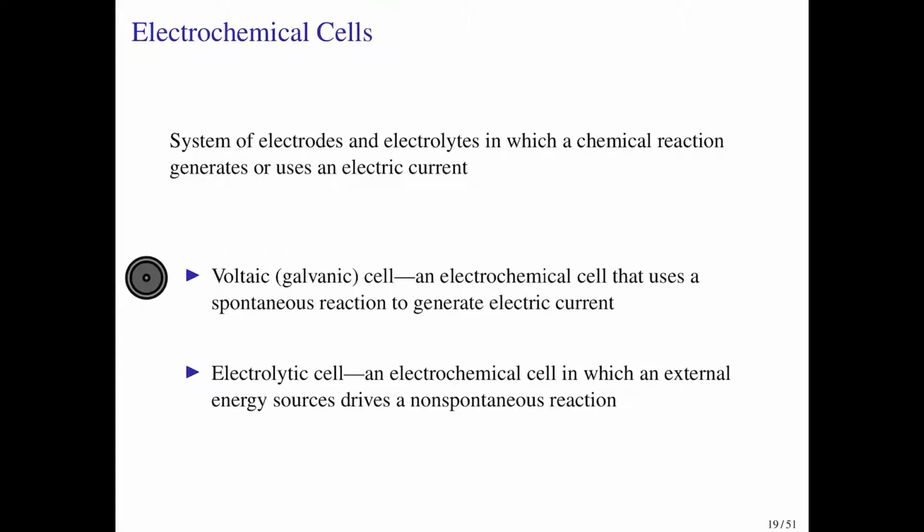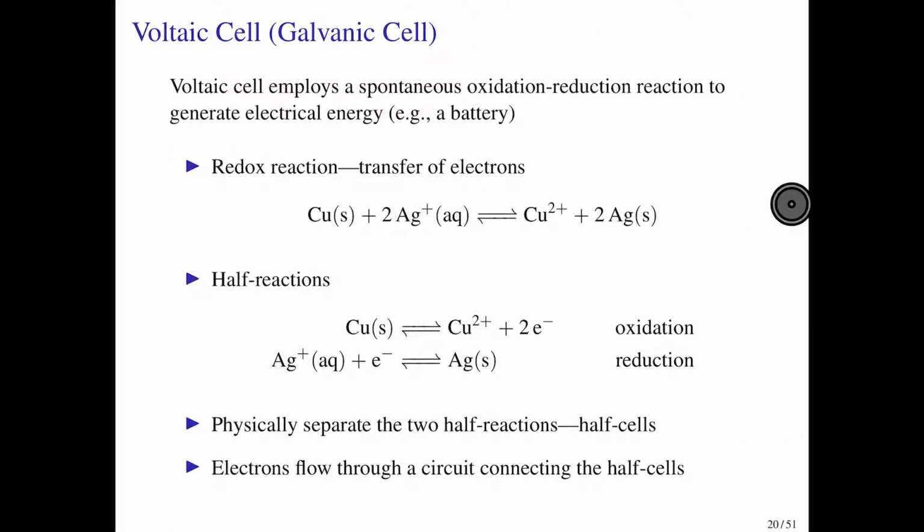And so this would be a battery. All chemical batteries are examples of voltaic cells. On the other hand, you can also have an electrolytic cell. This is where an external power source is used to drive a non-spontaneous reaction. We are going to focus the bulk of our attention in this chapter on voltaic cells, but in the last section we will discuss electrolytic cells. So the rest of this lecture focuses on voltaic cells.